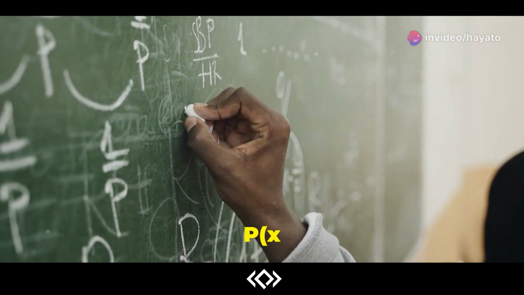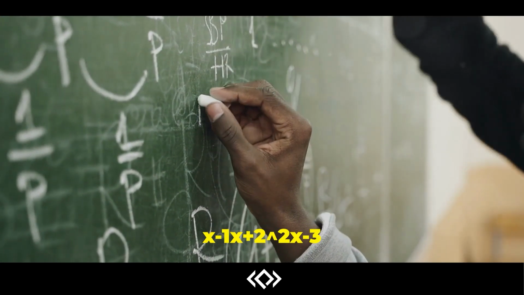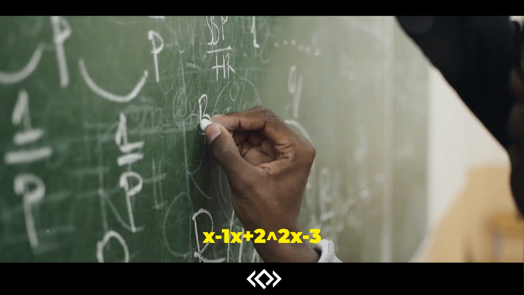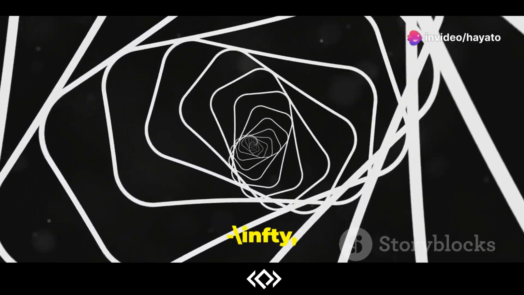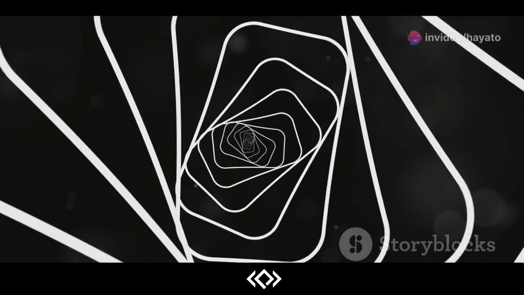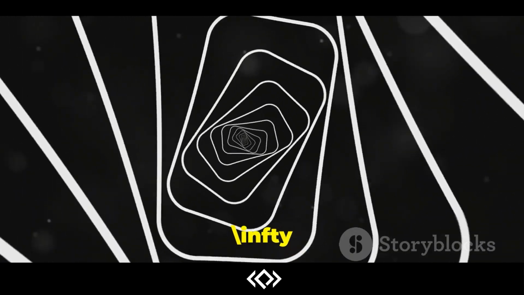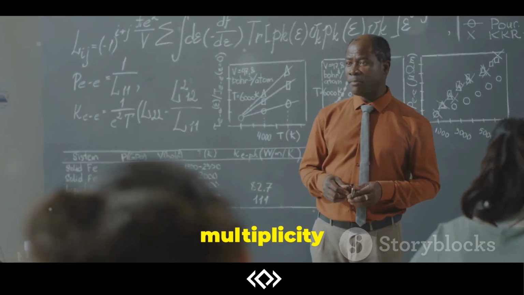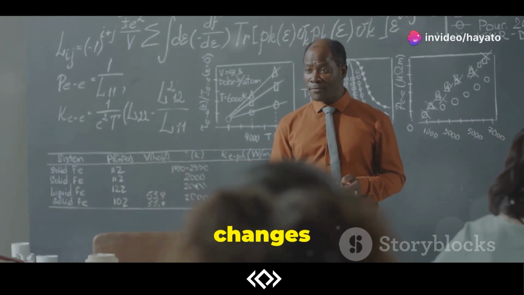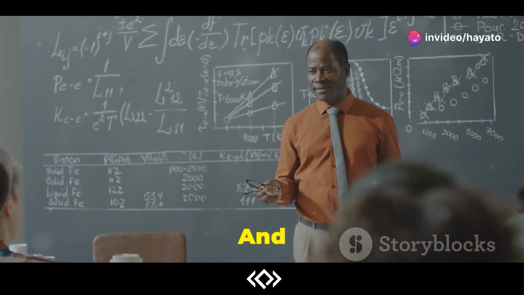Let's take an example: p(x) = (x-1)(x+2)^2(x-3). The roots are x = 1, -2, 3. These roots split the number line into intervals: (-infinity, -2), (-2, 1), (1, 3), (3, infinity). By testing points within each interval and considering the multiplicity of the roots, you can see the sign changes and solve the inequality. And that's it.